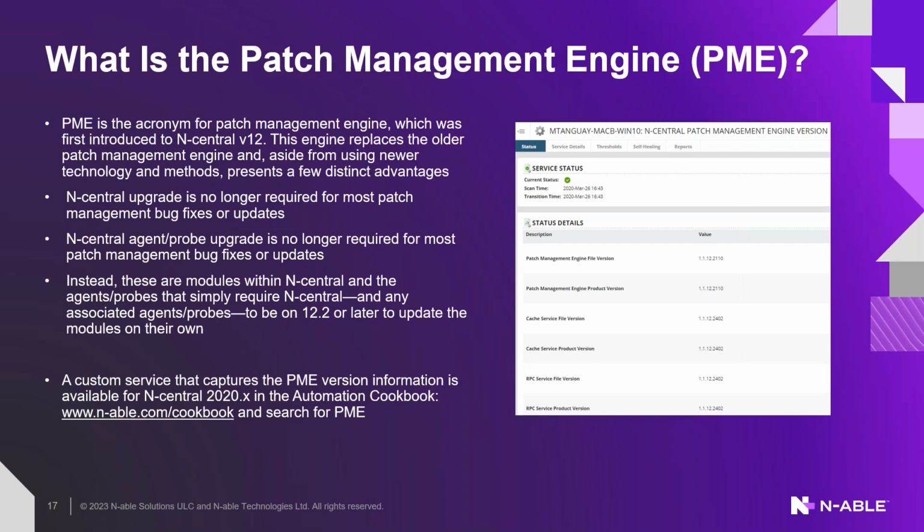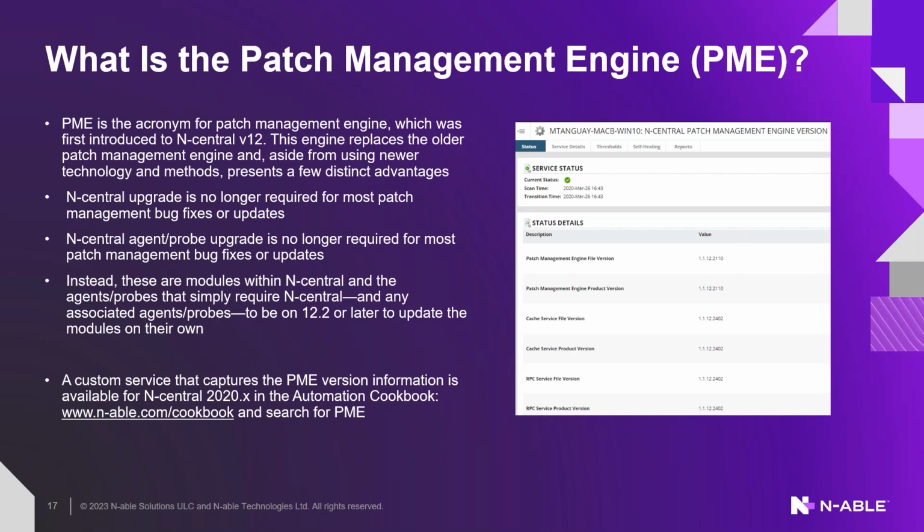So in my opinion, you've made a good decision by being an enabled partner because we have a separately releasable patch agent that allows us to develop and fix things like Microsoft API issues very, very quickly. PME is the acronym for the patch management engine, which was first introduced in N-Central 12. This engine replaces the older patch management engine and, aside from using newer technology methods, presents a few distinct advantages. Okay, so one, we can patch and fix it whenever we feel like.